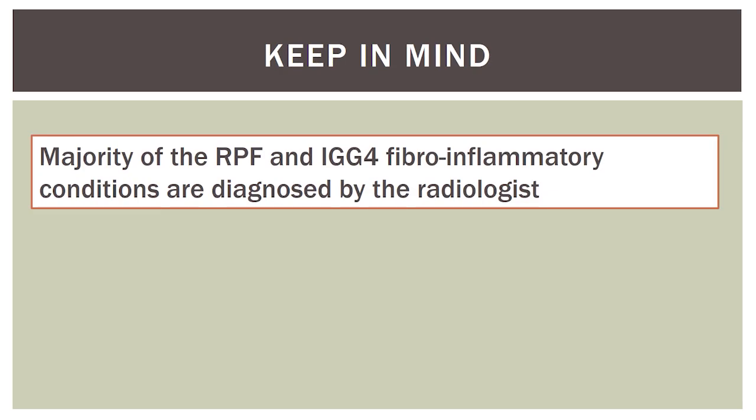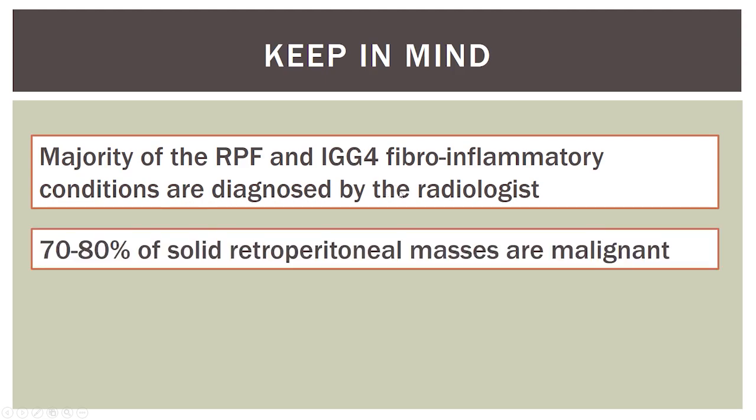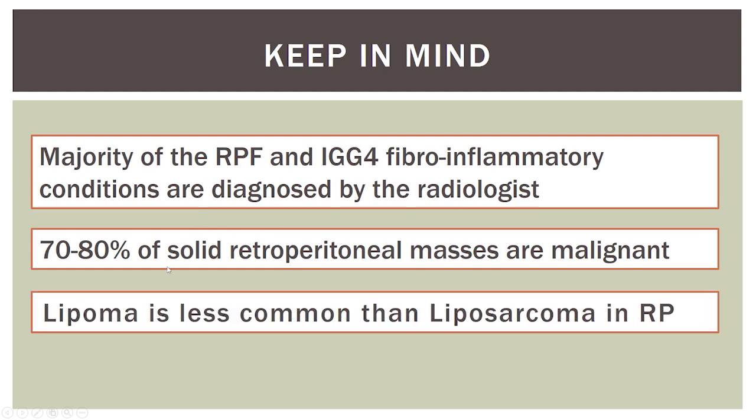So when you have retroperitoneal fibrosis in your mind, make sure that you report it, since majority of the RPF and IgG4 related sclerosing conditions are diagnosed by radiologists. Up to 80% of the solid retroperitoneal masses are malignant, so more malignant potential than benign. If you have a fatty retroperitoneal mass, it's more likely being liposarcoma than lipoma.